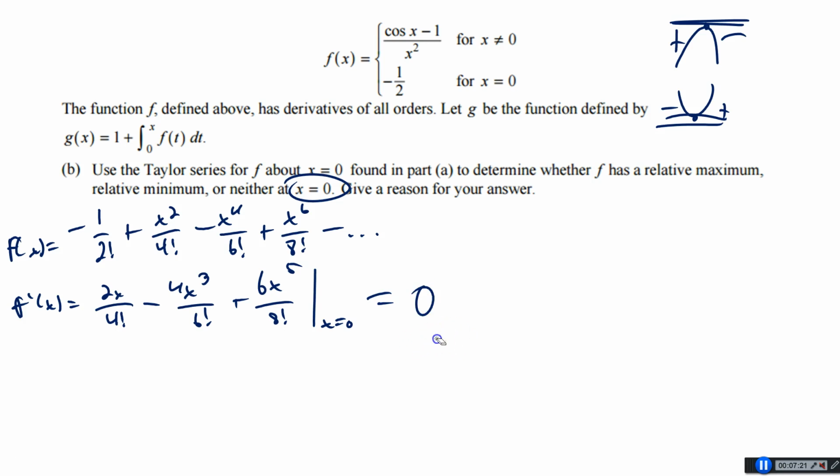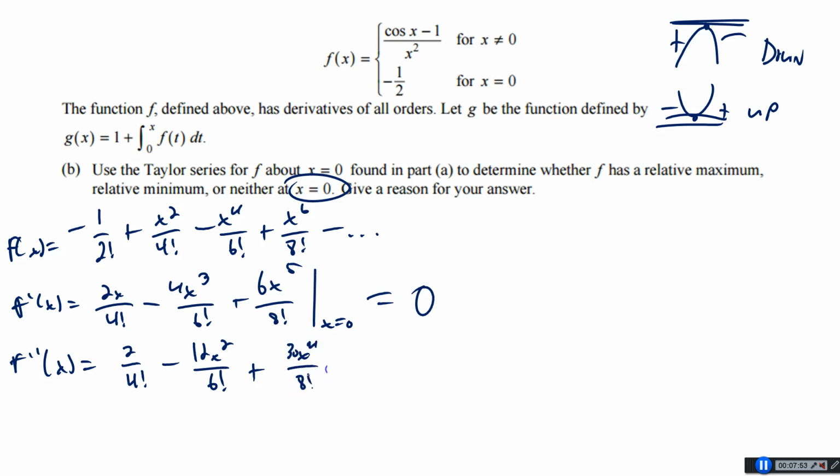So what I have to go to is, you might remember, what's the difference between these in a different way? Well, this guy is concave down, like a frown. This guy is concave up like a cup. So if I do the second derivative, and I find out if it's negative, that means it'll be a maximum, and if it's positive, that means it'll be a minimum. So let's do the second derivative. So the second derivative of f is going to be 2 over 4 factorial minus 12x squared over 6 factorial, plus 30x to the 4th over 8 factorial, etc., etc.